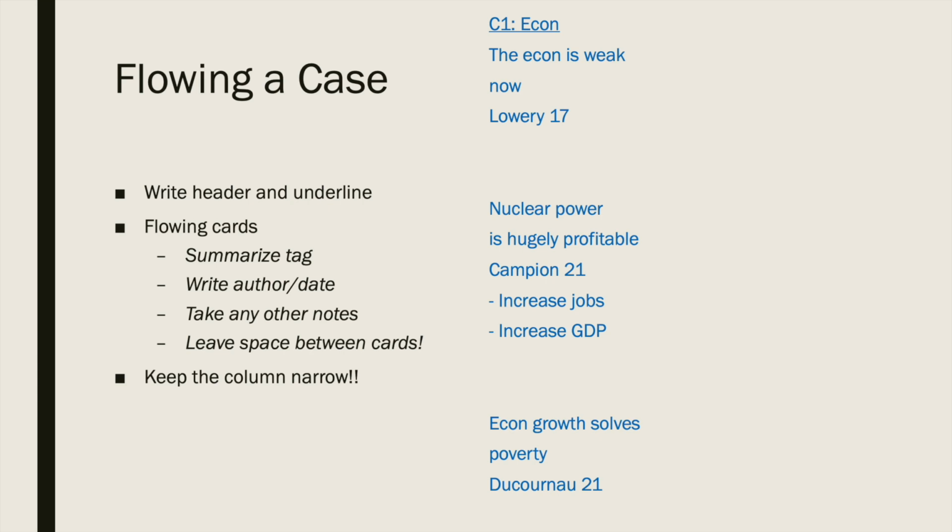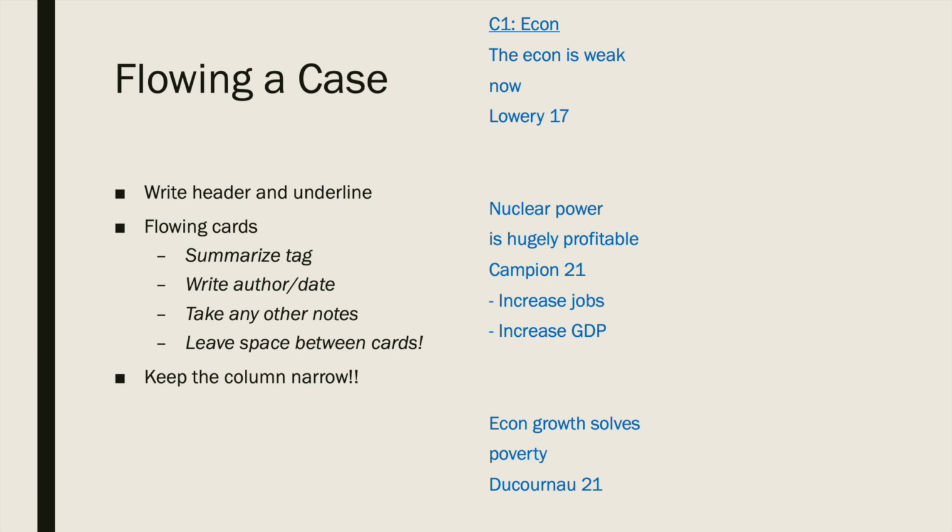Take any other notes that you need to, like for this second card here, the Campion 21 card. I put some bullet points underneath just to clarify the warrants of that evidence. So if the tagline doesn't summarize everything that you think is important about the card, just add the notes under the card. And then leave space between your cards because you never know how many responses there will be.